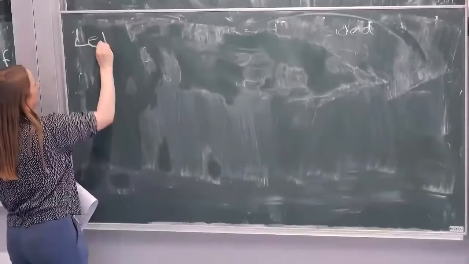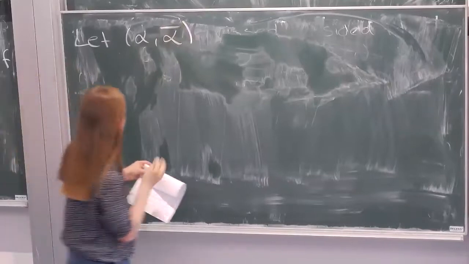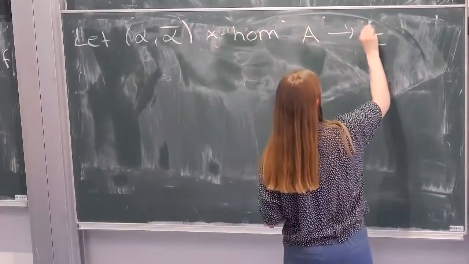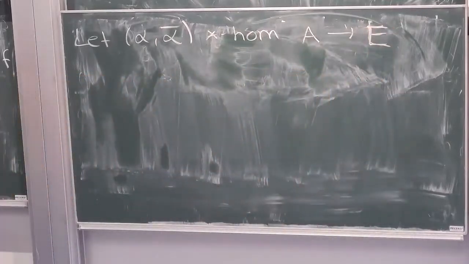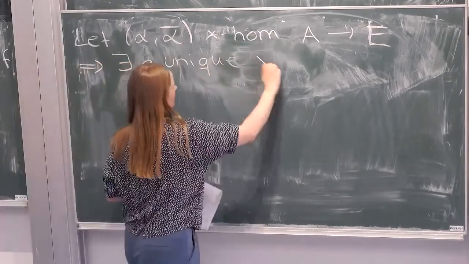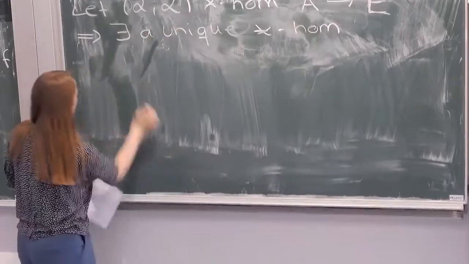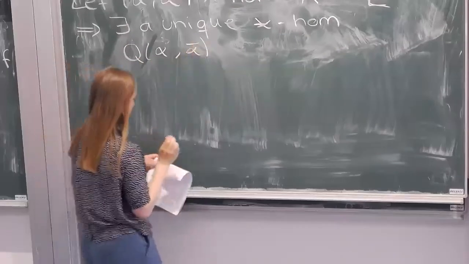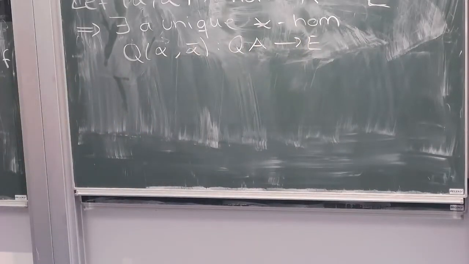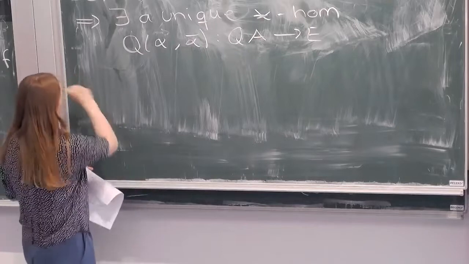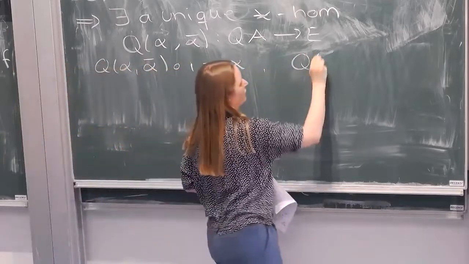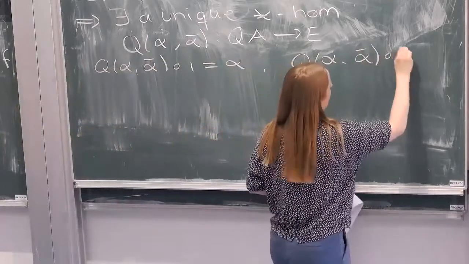So then, if we have two star homomorphisms from A to E, as we know, when we have a quasi homomorphism, then there exists a unique star homomorphism, which I denote by Q of alpha bar, from QA to E, just by the universal property, such that Q of alpha bar composed with I gives us alpha, and Q of alpha bar composed with I bar gives us alpha bar.